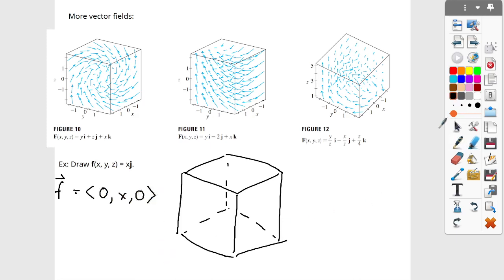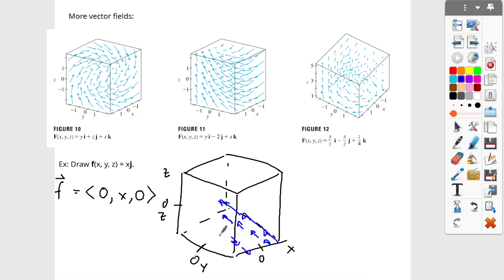So at x equals 0, which is this entire plane right here, there are no vectors in the vector field. At x equals 1, it's going 1 in the y direction. That's a little bit strange. Alright, so I'm actually going to mark this as 0. This is x, this is y, and this is z. So at x equals 0, nothing happens. At x equals 1, which is right here, it's going 1 in the y direction. At x equals 2, it's going 2 in the y direction.